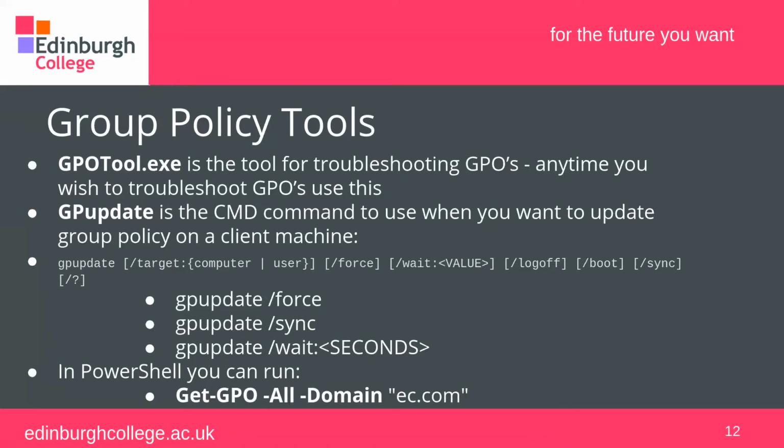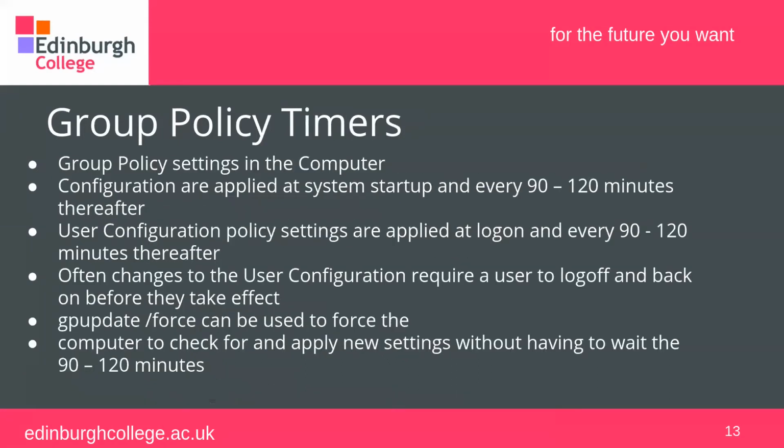So how often does group policy actually update? Let's have a look. So group policy has some timers. If we reboot the computer, group policy will update. So a reboot brings an update. But then the computer will ask for new settings every 90 to 120 minutes. Okay, so at log on and every 90 to 120 minutes thereafter.